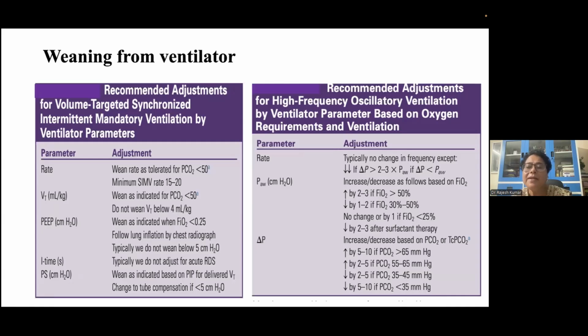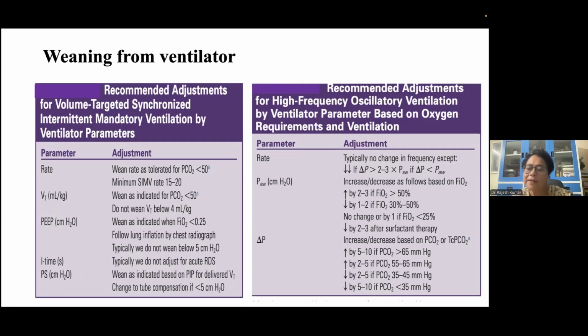If we need a FiO2 which is more than 50%, then we can increase the MAP by 2 to 3. And if the FiO2 is between 30 to 50% requirement, then we increase it by 1 to 2. And if it is less than 25%, then we do not change it.